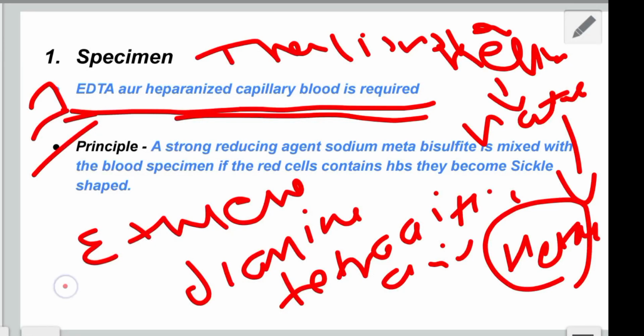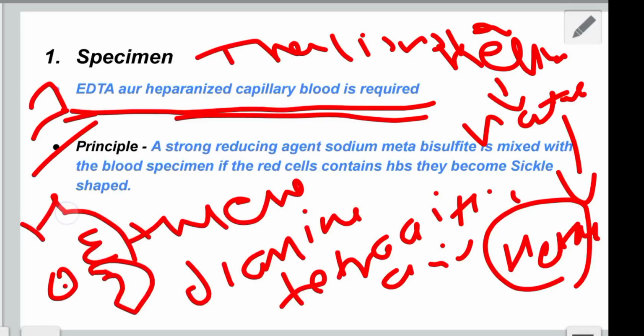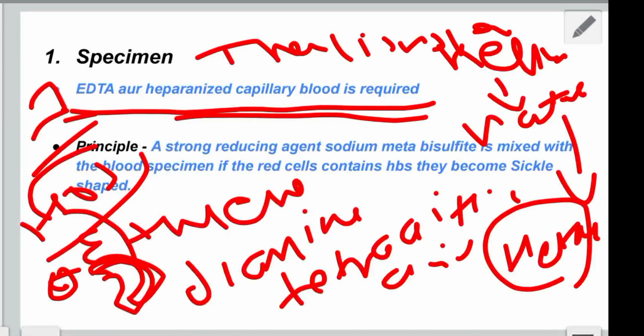What is a sickle cell? This is your normal RBC and this is the sickle cell. The chemical acts on your RBC, which contains HbS. What is HbS? Hemoglobin S. This chemical will convert the RBC into a sickle cell, which can be detected by the microscope. So if your blood contains hemoglobin S, it will convert your RBC into sickle cells, which can be detected by microscope. This is all about the principle.